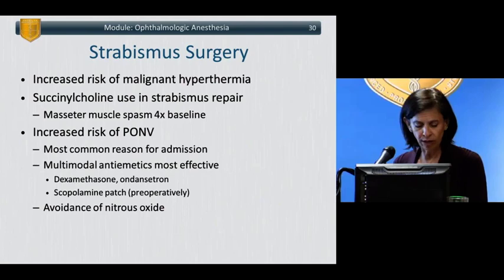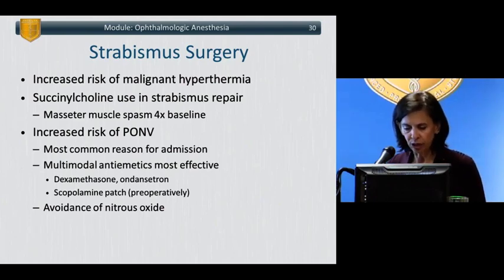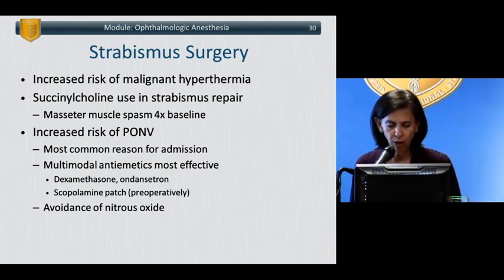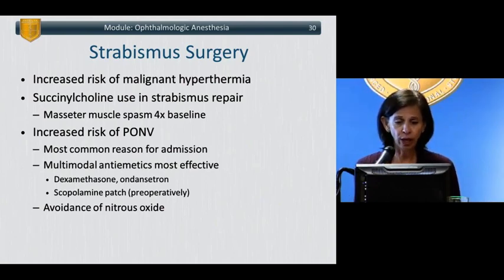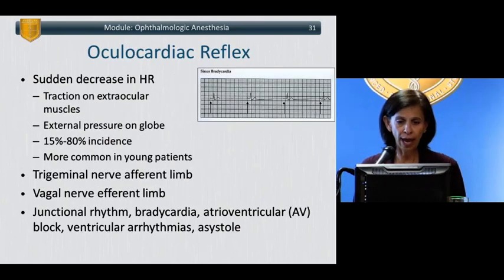Be aware, by the way, that patients who have glaucoma have a contraindication to scopolamine patches because that can increase the pressures of acute angle or closed angle glaucoma. And you want to avoid nitrous oxide just because nitrous oxide increases nausea and vomiting, so why add to it?